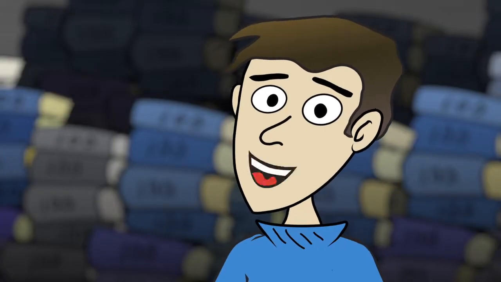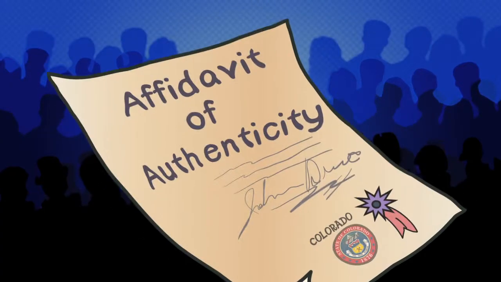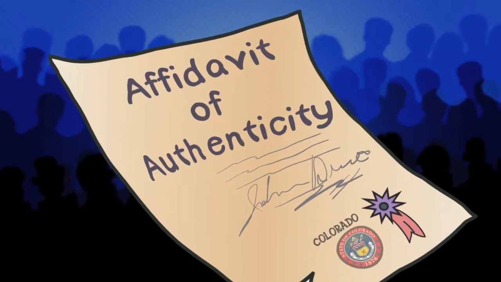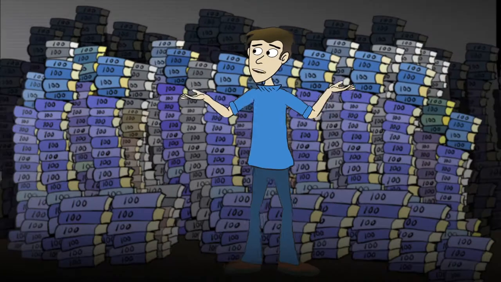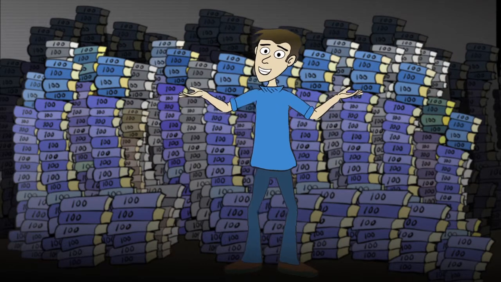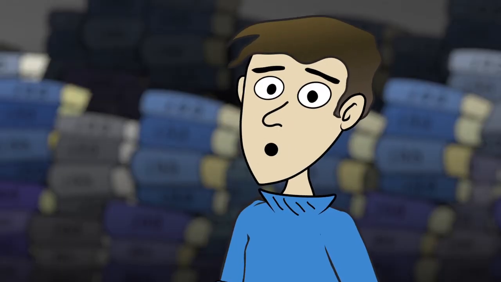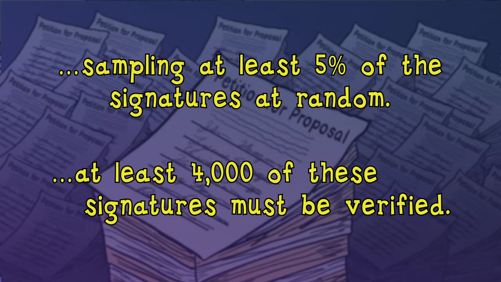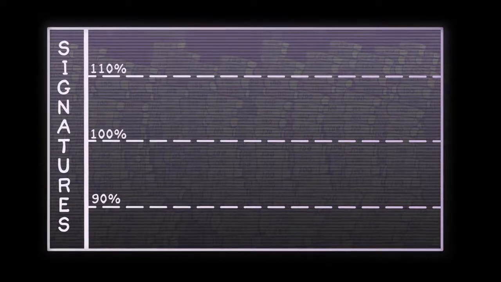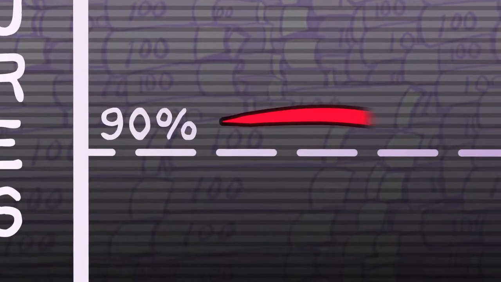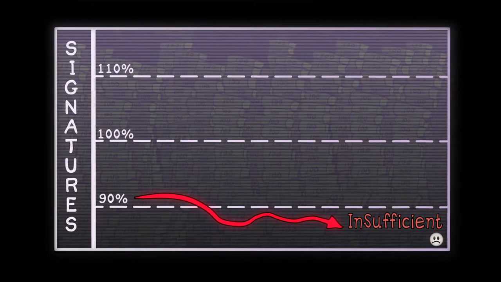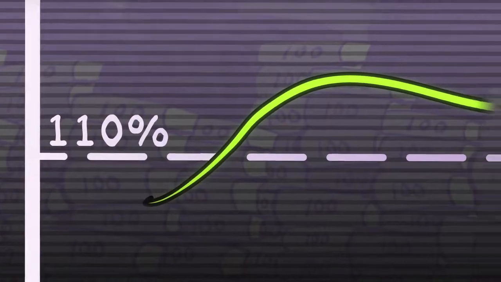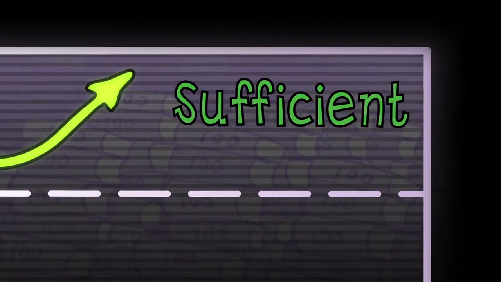Each petition section must contain an affidavit signed by the circulator affirming that signatures were collected in accordance with state law, and petitions must be bound in volumes of 100 sections. The Secretary of State evaluates the petition by sampling at least 5% of the signatures at random. At least 4,000 of these signatures must be verified. Based on this sample, if 90% or fewer of the signatures are deemed valid, the proposal is considered insufficient. If at least 110% of the signatures are valid, the proposal is deemed sufficient.